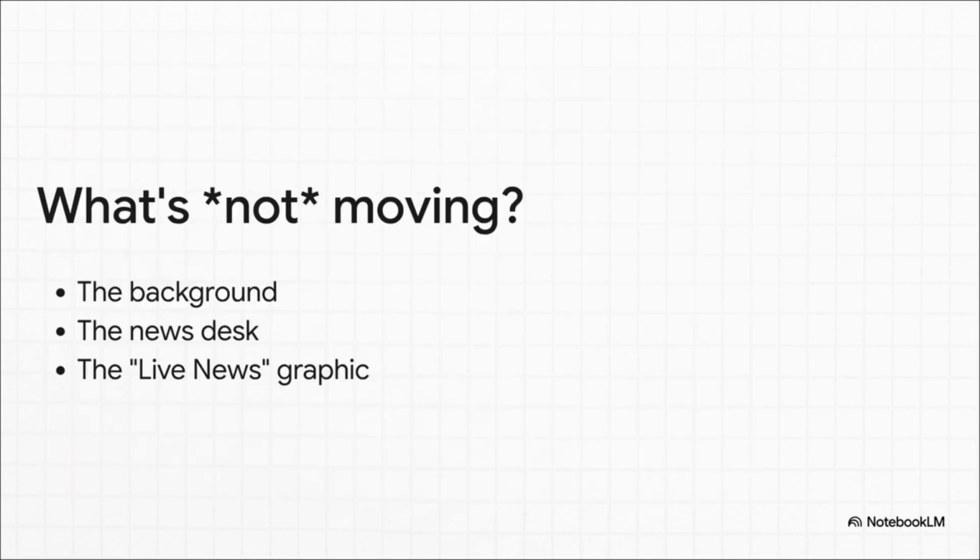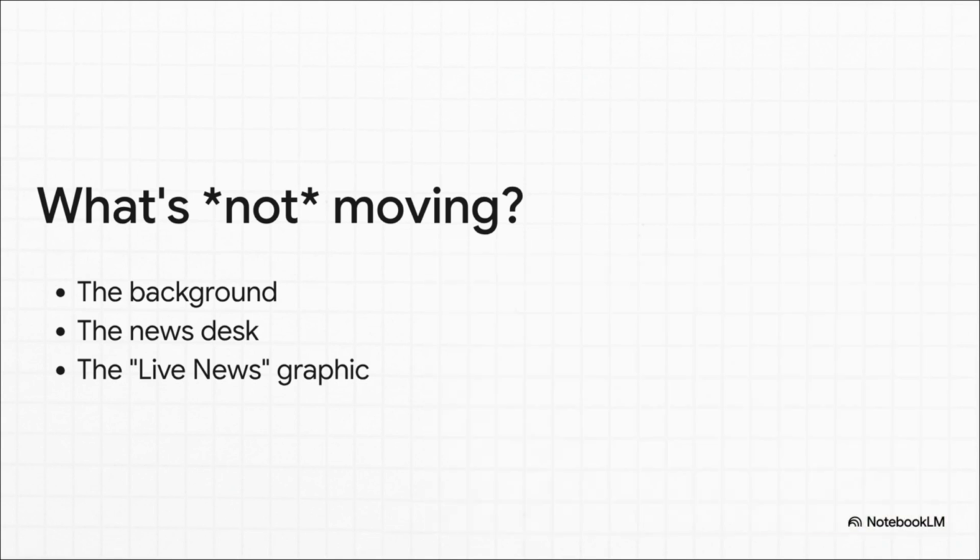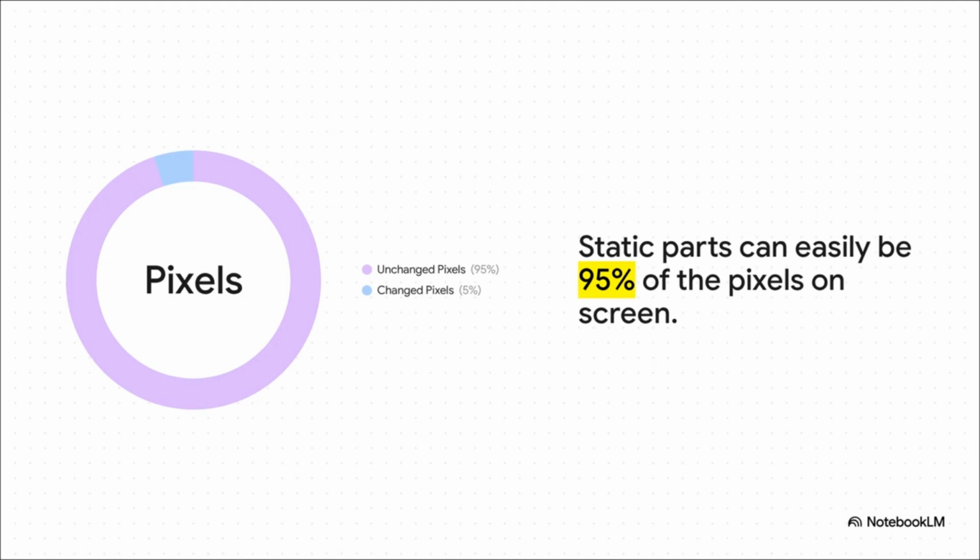This becomes crystal clear if you just picture a news broadcast. The news anchor is talking, sure, but what's not moving? The background behind them, the desk they're sitting at, that little live news graphic in the corner, all of it is completely frozen in place. And just how much is static? You'd be shocked. In a lot of scenes, it's easily 95% of the pixels on your screen. Only a tiny little 5% is actually changing.